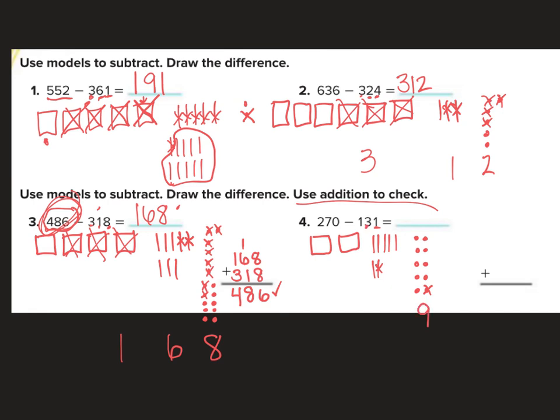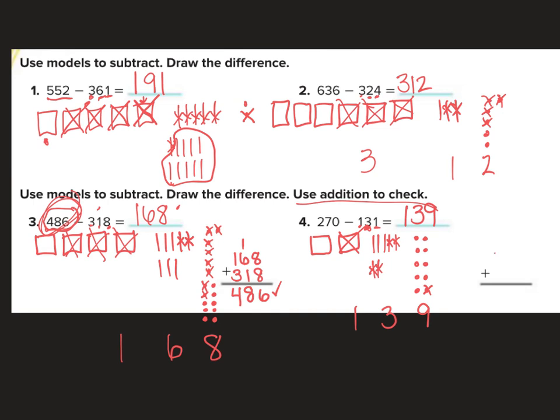Now I need to take away 3 tens. 1, 2, 3. I've got 3 left over. And take away 100. So my answer is 139. Now let's check it with adding.